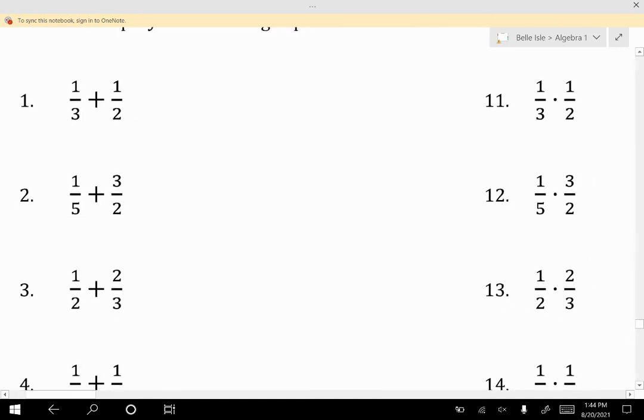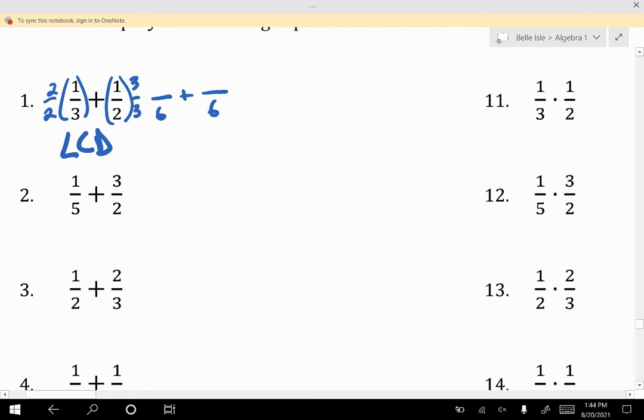So let's look at 1/3 plus 1/2. What is our lowest common denominator? 6. So that is going to give us, yeah, we have to multiply this first fraction by 2 on the top and the bottom. We have to multiply the second term by 3 on top and on bottom.